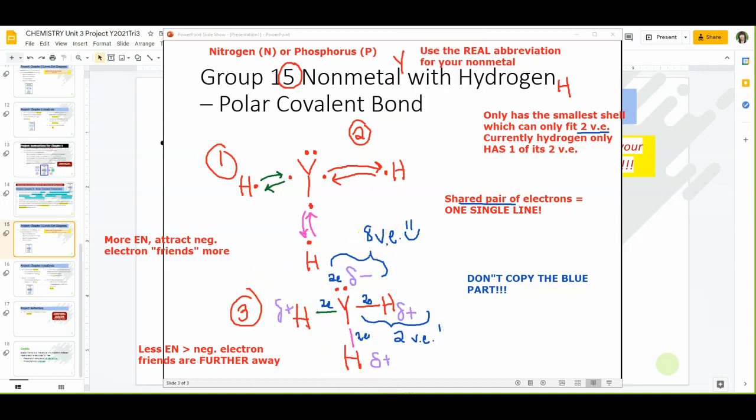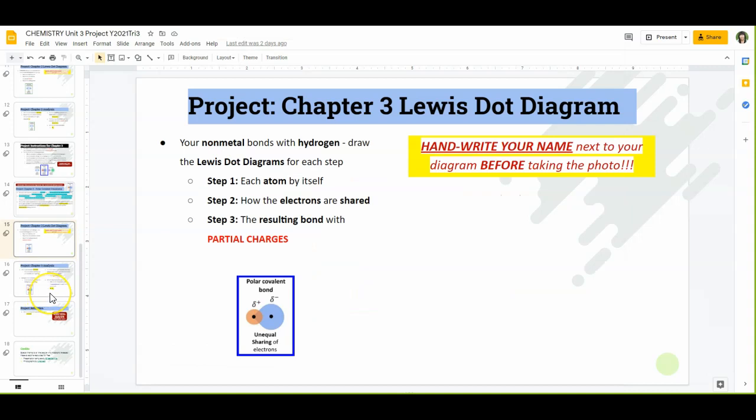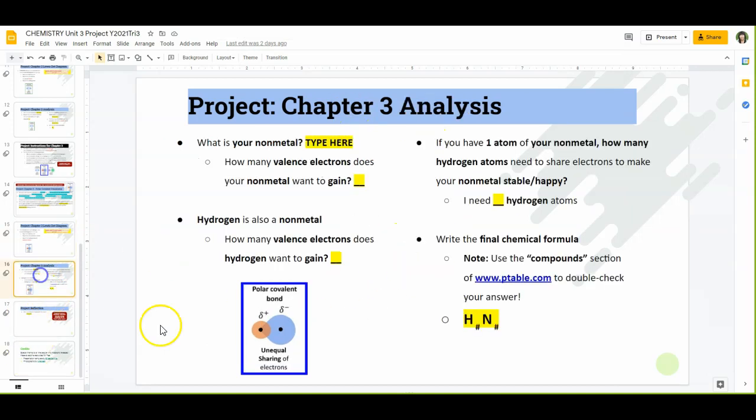Again, please don't copy what's in blue. You only need to copy the other stuff. Again, your diagram should look identical to what is up here. The only difference being that instead of the Y, you should have your actual symbol, the N or the P for nitrogen or phosphorus. Okay, so make sure that that picture gets inserted into this slide. We're going to move on to just our final analysis here of what was your nonmetal.